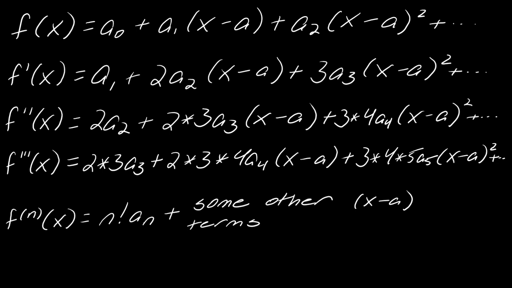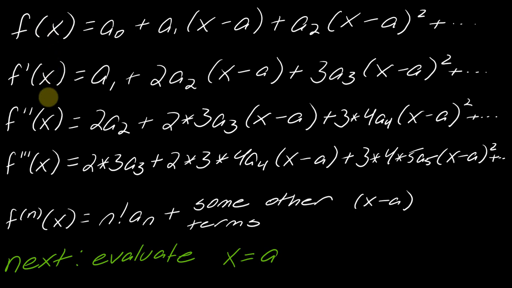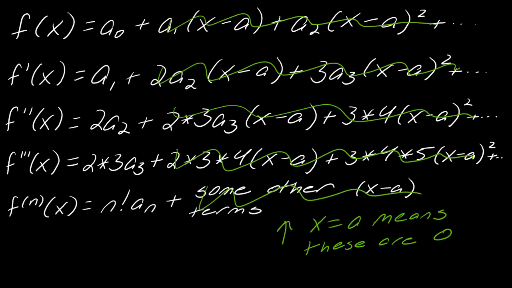Now I want to take a second to evaluate all of this at the value x equals a. Where I have this f of x, I'm now going to replace it with f of a. Just think about this for a second. If you plug in x equals a, what's going to happen? Looking at all of these terms, if I plug in x equals a, this will be a minus a, so this is all going to be a bunch of zeros. All of this stuff here is going to turn into 0.